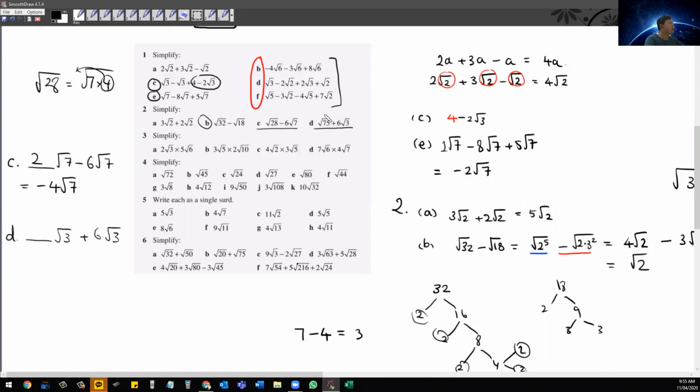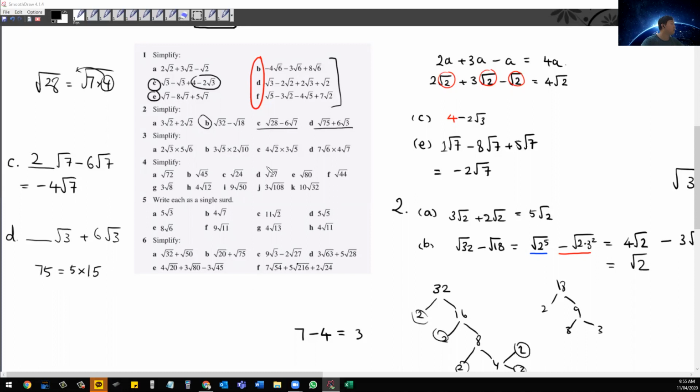Hannah, have you worked out D as well? Not yet. Okay, I'll do that now. So we'll just do that together. So you got 75. 75 is the same as how much? Is it 5 times by how much? 1, 5, 15, is it? 15, yeah. So is there a square term for that?